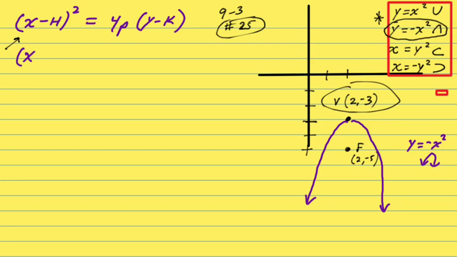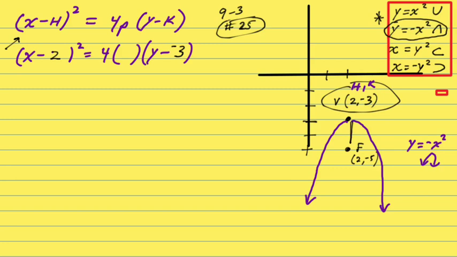Anyway, the vertex is (h, k). Let's fill that in. What is the h? The h is a 2, so over here I'm going to put a 2 for the h. The k is a negative 3.